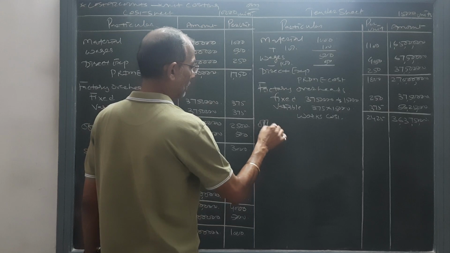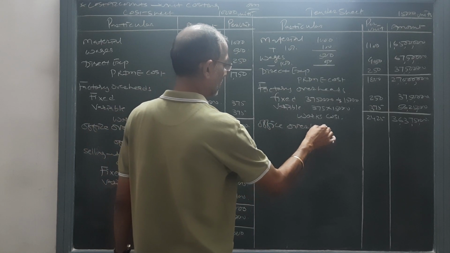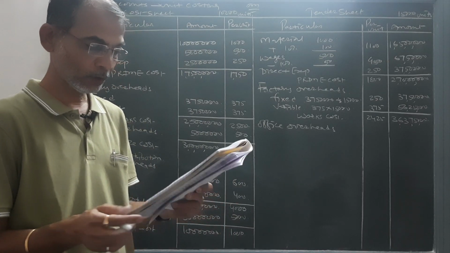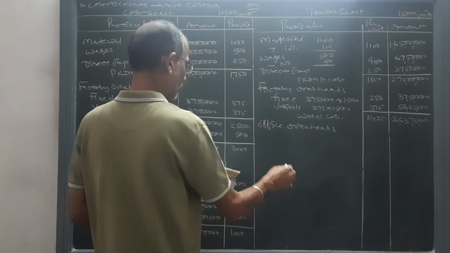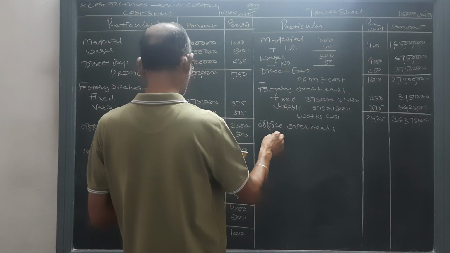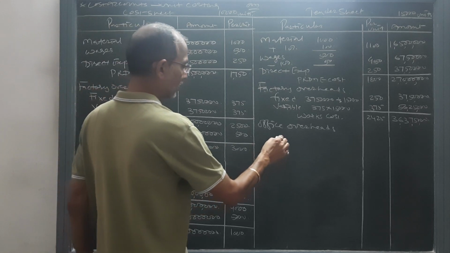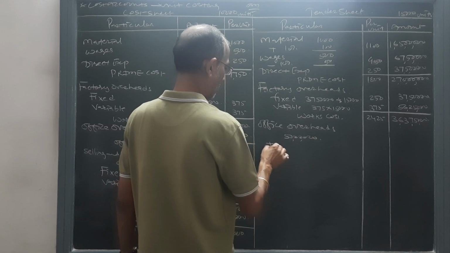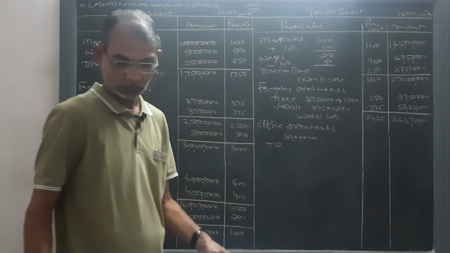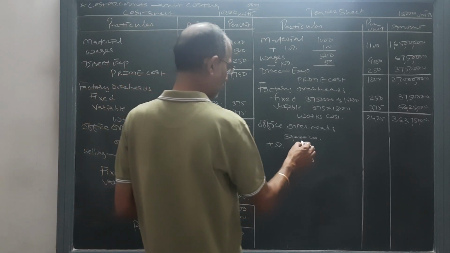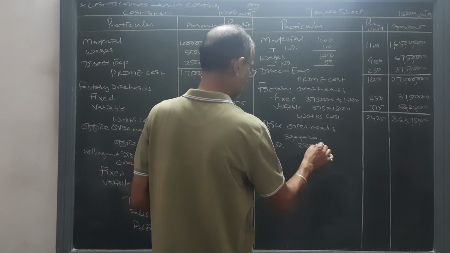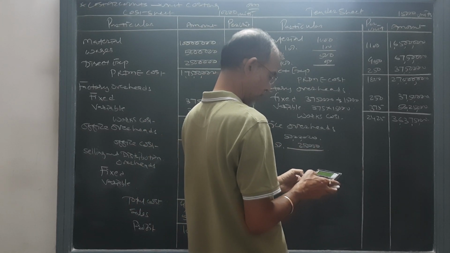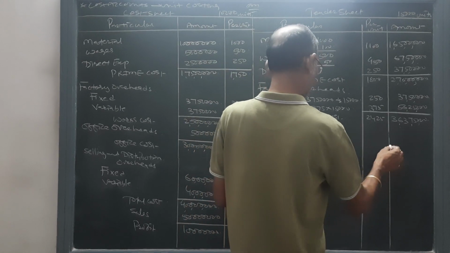Then after comes office overheads. Is anything said about the office overheads? Office overheads will increase 5%. Earlier those were 50 lakh plus 5%, that will be 2 lakh 50,000. So total amount will be 52 lakh 50,000.